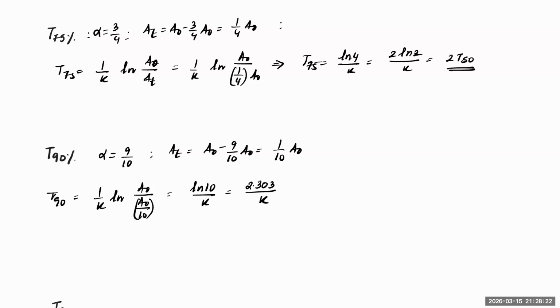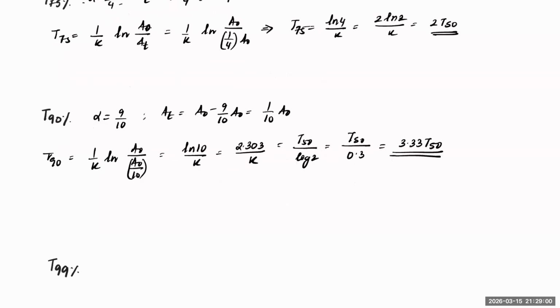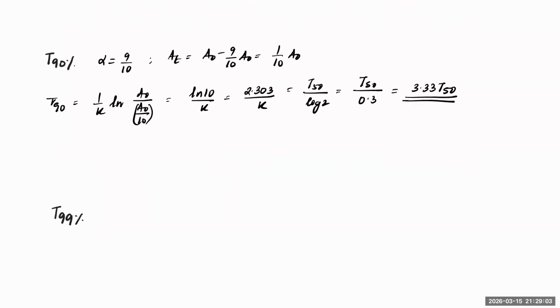Okay. In this case, we can also write this as T50 divided by log of 2, because K is equal to ln 2 by T50, right? Sorry, ln 2 into 2.303. So 2.303 will get cancelled. So if I put this as log of 2, that means it is T50 divided by approximately 0.3. So that comes to be 3.33 times T50. So 3.33 half-lives have been consumed at T90. Got it?